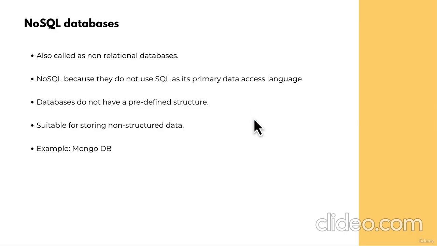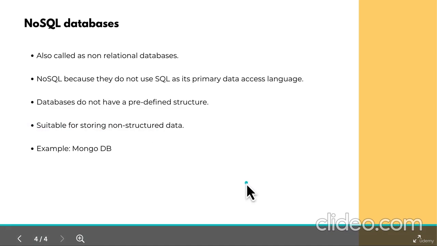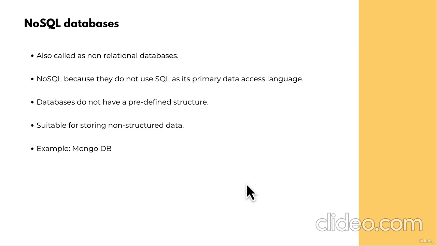That means whenever you have to use a NoSQL database, you don't have to first go ahead and define the structure for that database. So this might be an advantage or disadvantage depending upon the scenario you have. And as this particular database does not have a predefined structure, it is usually suitable for storing non-structured data. So let's say if your application is going to have a lot of data which does not need to be structured at all, then in that particular case, you could go ahead and go with NoSQL databases.